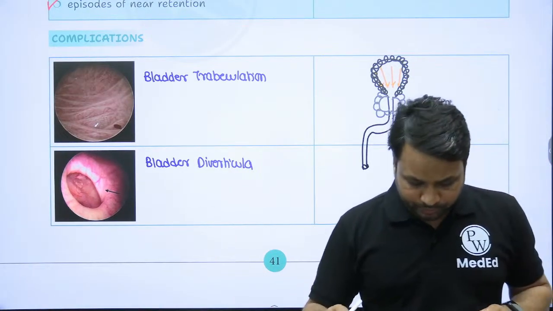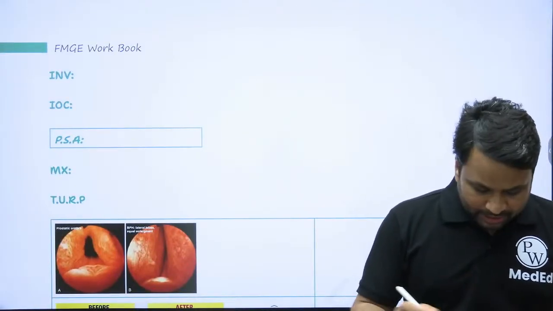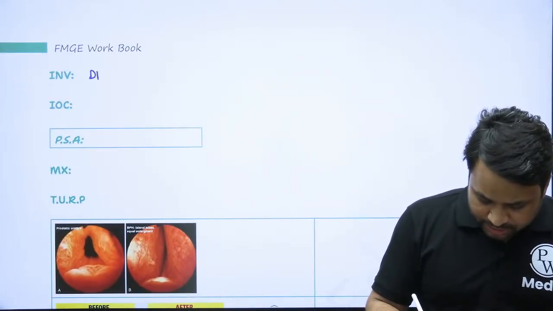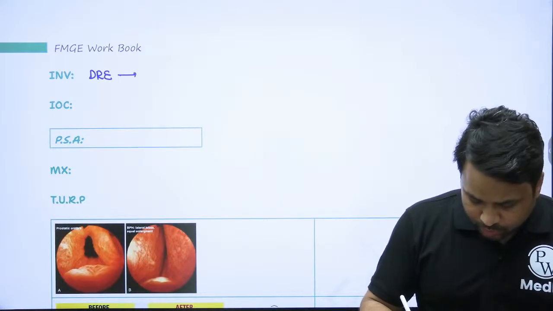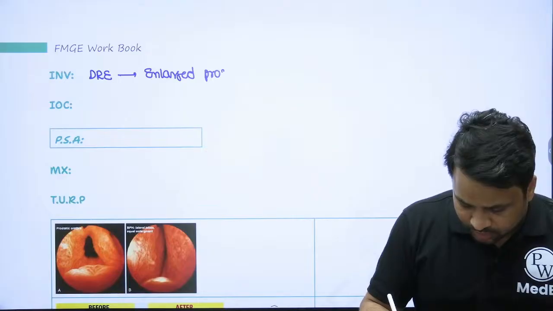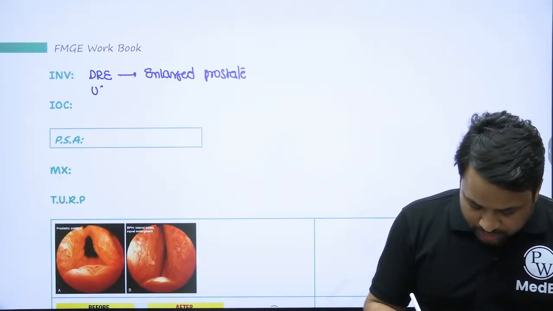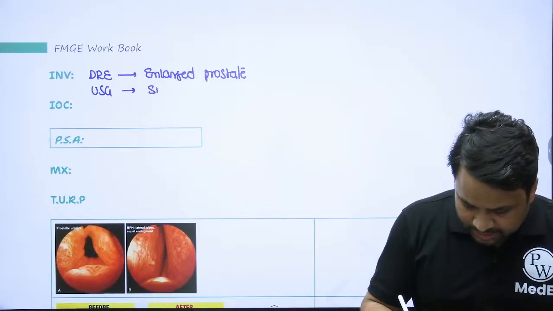Now, in terms of investigation for benign prostatic hyperplasia, digital rectal examination should be done. You would see the presence of an enlarged prostate gland. You can do an ultrasound to assess the size of the prostate.